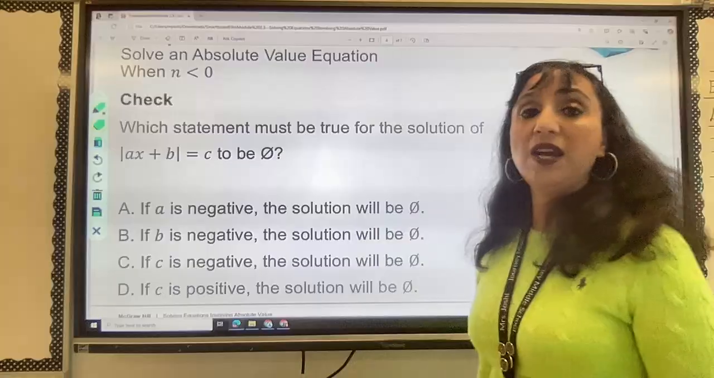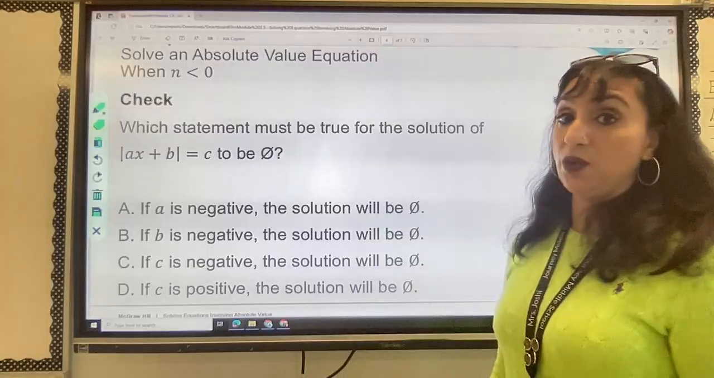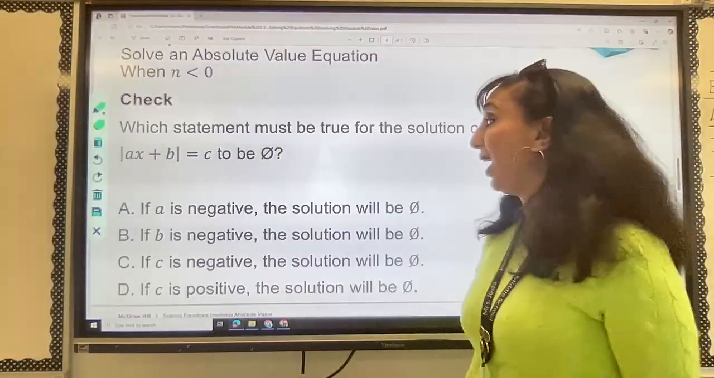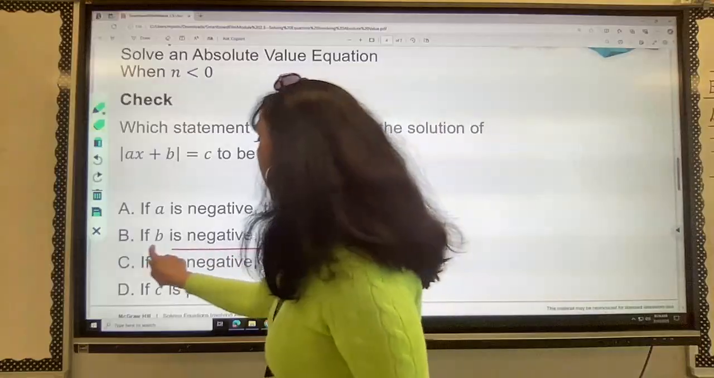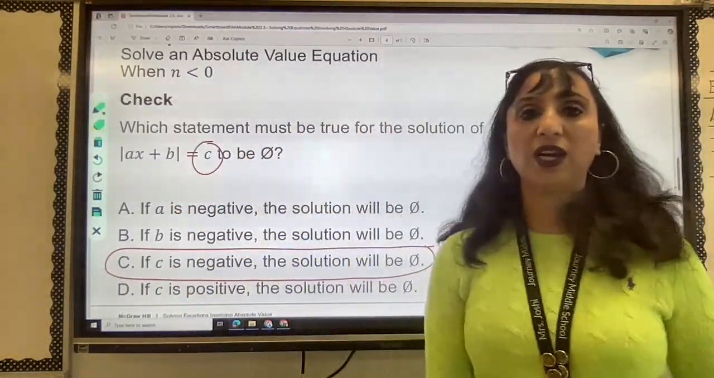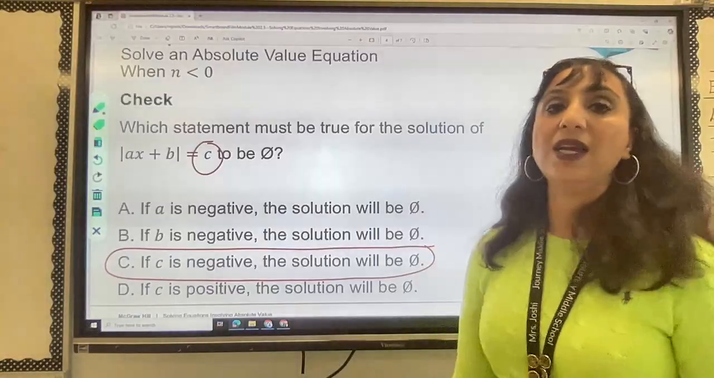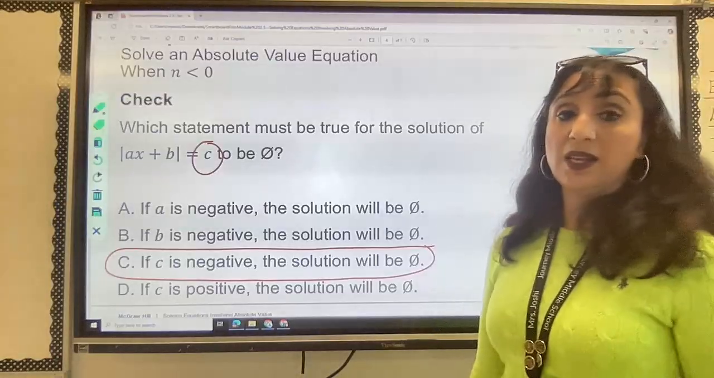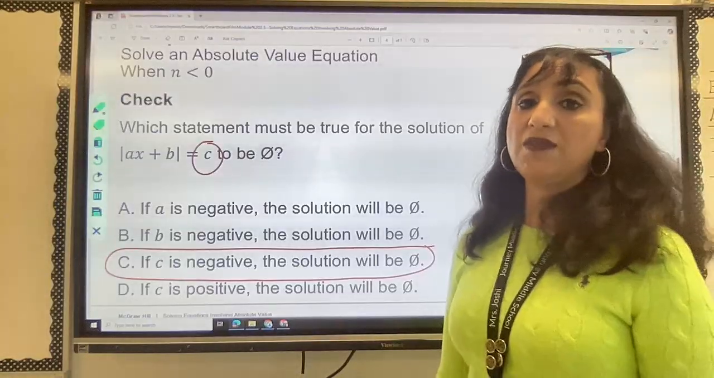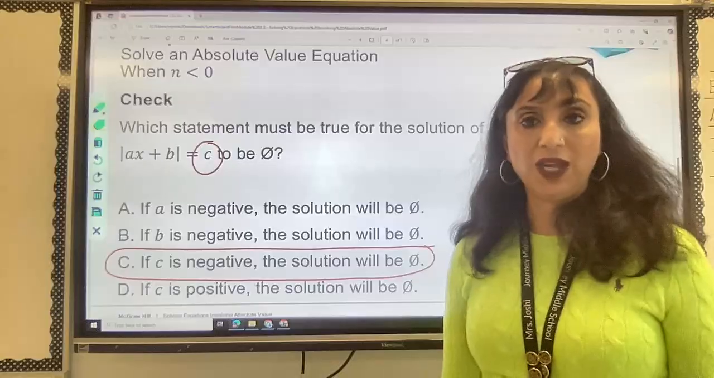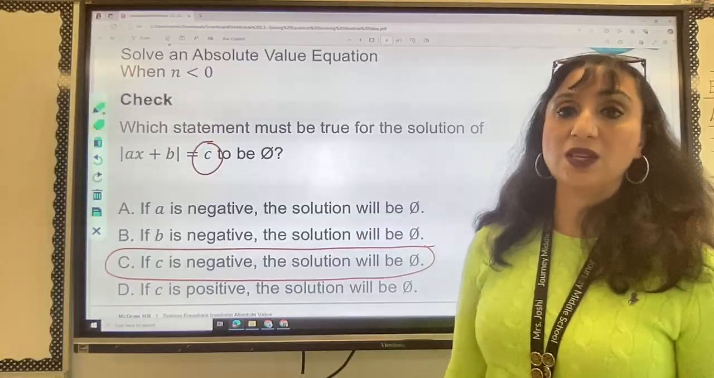All right. If c is negative, the solution will be an empty set. Now, that is correct. This one is correct because distance over here cannot be negative. So that's why c cannot be negative. And the last one is saying if c is positive, the solution will be an empty set. No, distance is a positive thing. Distance cannot be negative.